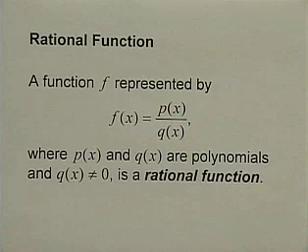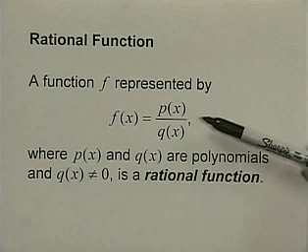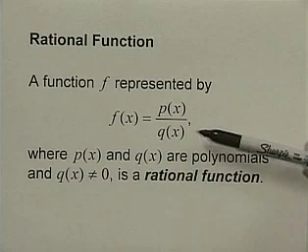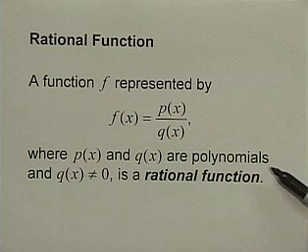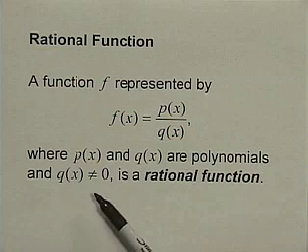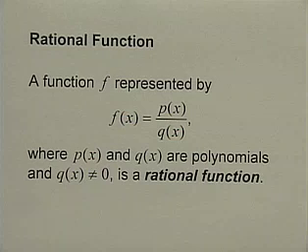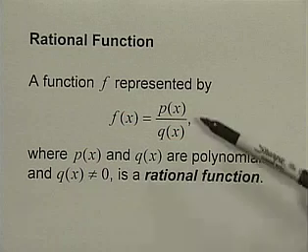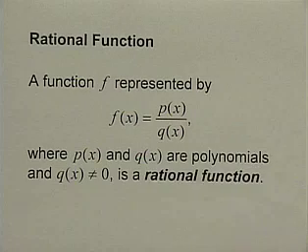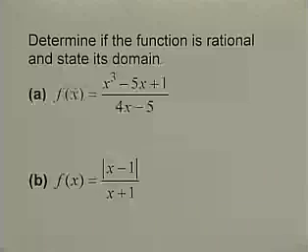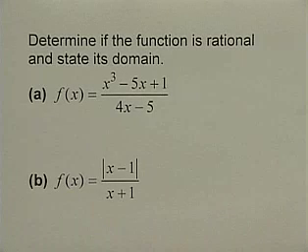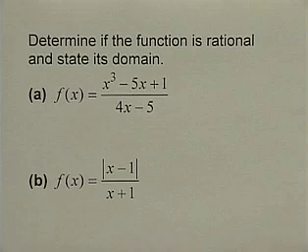Generally, we say a function f represented by f of x is equal to p of x over q of x, where p of x and q of x are polynomials and q of x is not equal to 0, is a rational function. So f of x is a rational function if it can be written as p of x over q of x, where p of x and q of x are polynomials and the denominator is not 0. So let's determine if the following functions are rational, and then we'll state their domains.